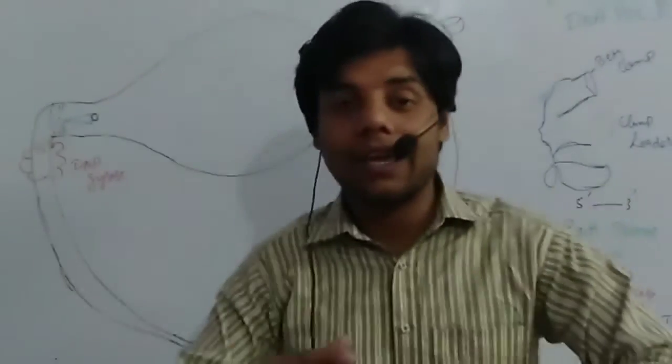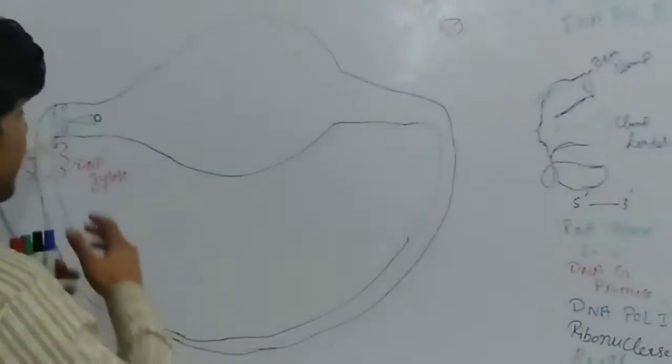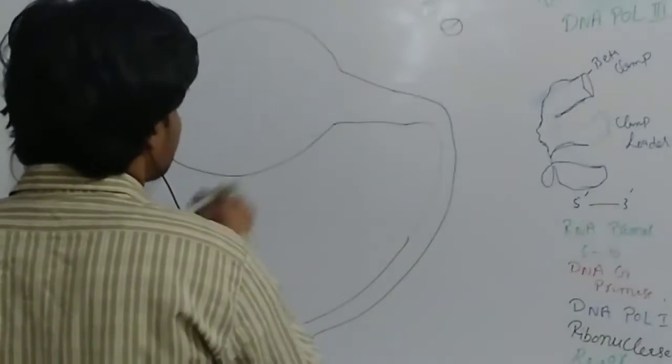Okay, now here is another enzyme that is bound here. We call that DNA gyrase, or we also call it topoisomerase. They can release the tension, or relax the DNA strand, and they can prevent the strand from supercoiling. Okay, and we have another enzyme which can aid the primer.